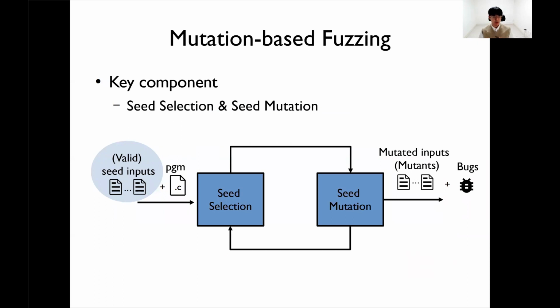Okay, let's see the rough workflow of mutation-based fuzzing at a high level. It first takes a set of valid seed inputs and the target program under test. The first step, seed selection, is to select a seed from the set. Then the second step, seed mutation, is to generate an input by slightly changing this selected original seed. Usually, these mutated inputs are called mutants. Until the testing budget is over, the mutation-based fuzzer repeats this process of selecting and mutating a seed, and then returns the generated mutants and found bugs as outputs. So as you can see, its workflow is quite simple.